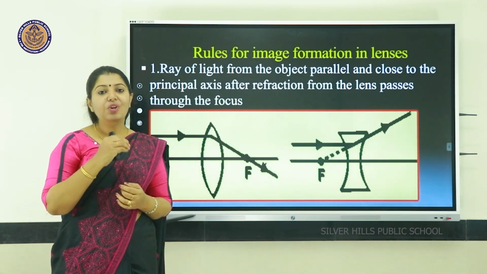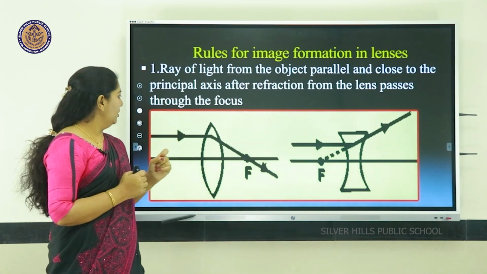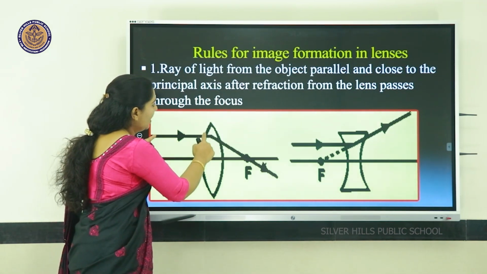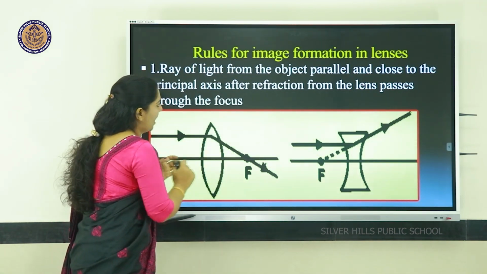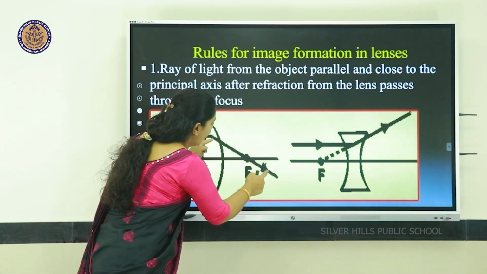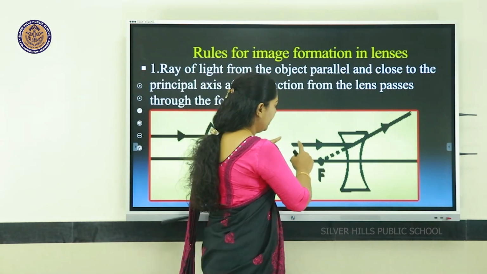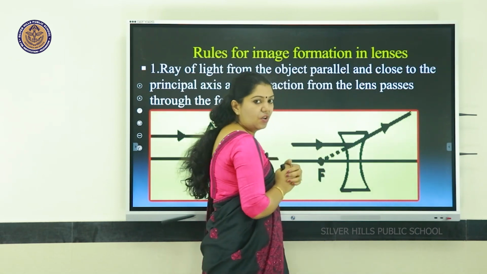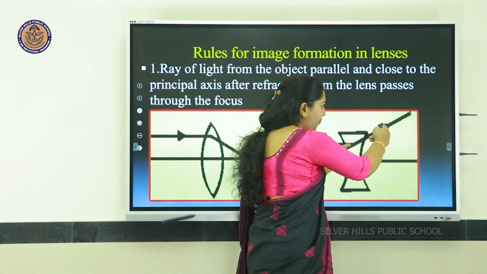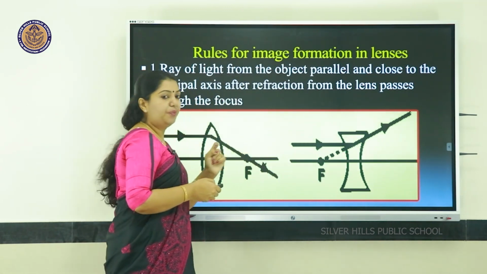Next topic, rules for image formation in lenses. First rule: a ray of light from the object parallel and close to the principal axis, after refraction from the lens, passes through the point focus. This is a concave lens. You can see a ray of light incident on this concave lens. That light refracts. If we extend that refracted ray, it will meet at F. This is the first rule.